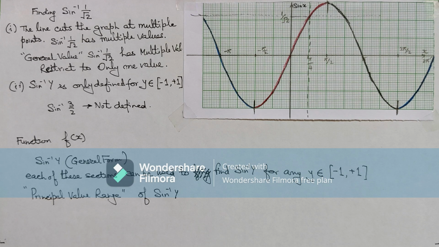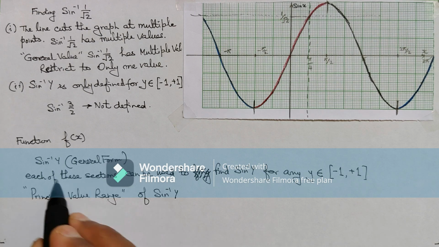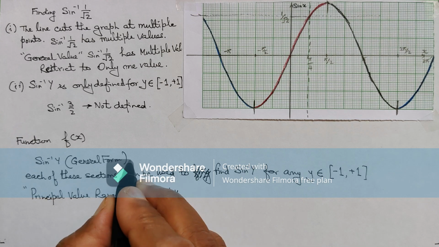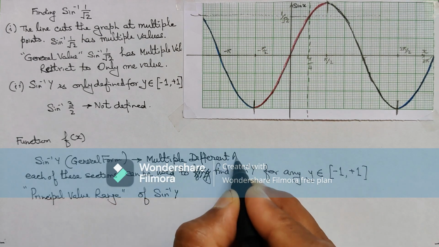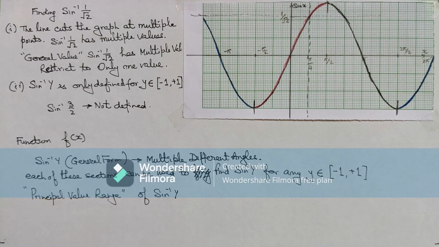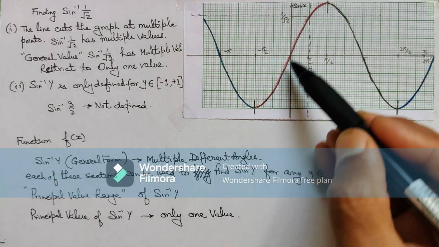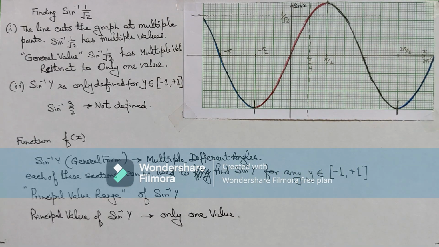Just to repeat, we could say, while the general values of sin inverse y or sin inverse 1 by root 2 result in multiple different angles, there is only one principal value for a given value of y, which can be found out using this red marked section of the sin x graph.